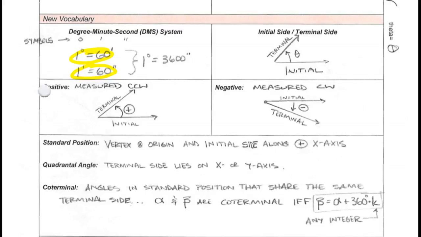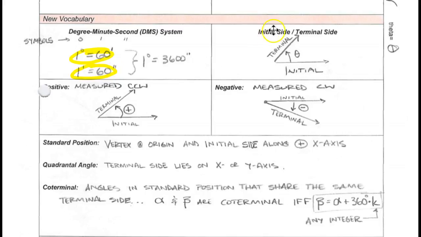So that's just a way to further subdivide an angle, and the symbols that are used are a single apostrophe for minutes and a double apostrophe for seconds. This little conversion here just shows you that 1 degree equals 3,600 seconds. That's because 60 times 60 is 3,600.